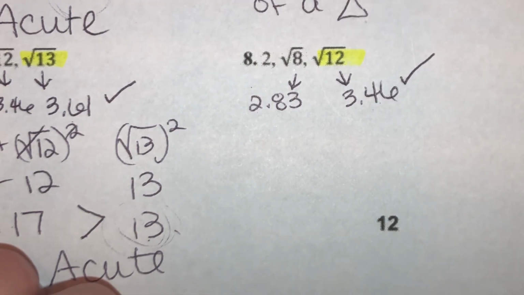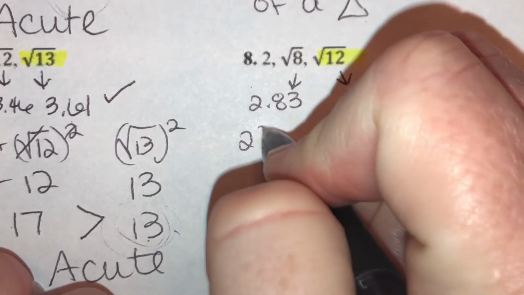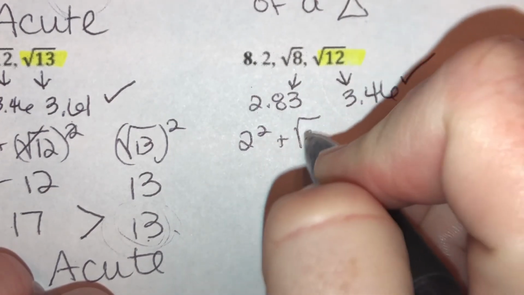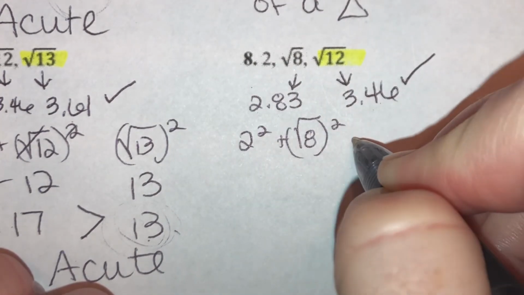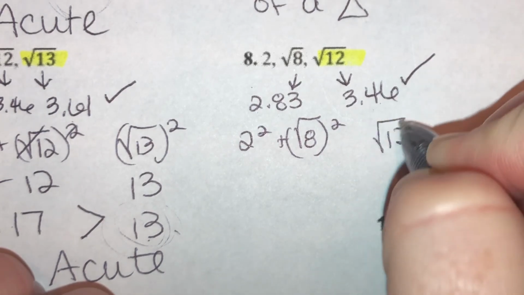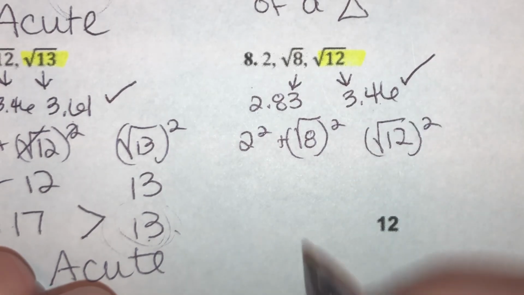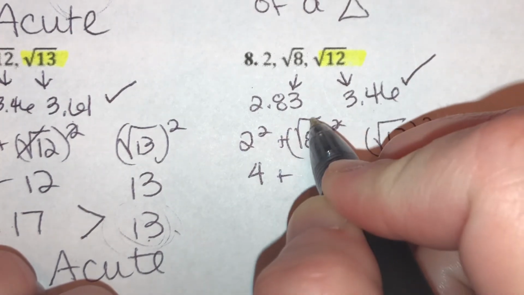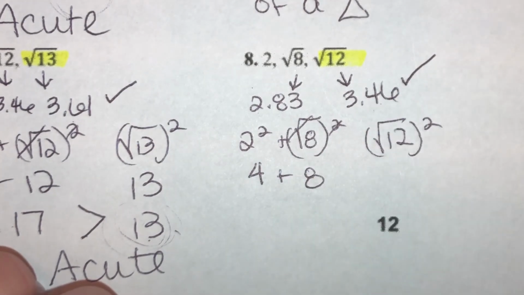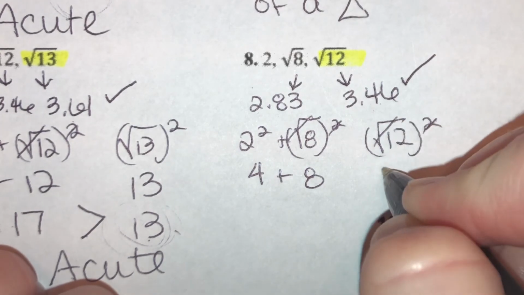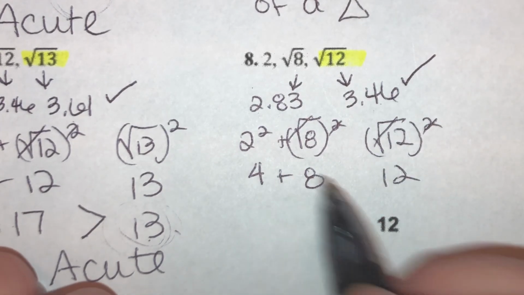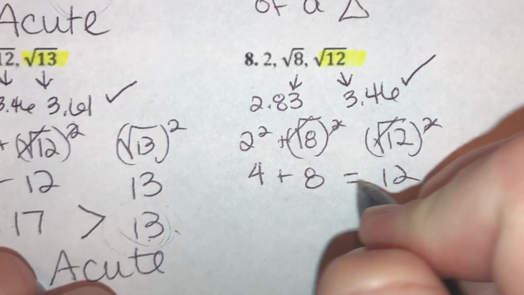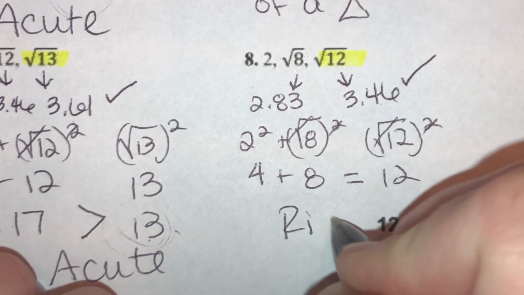What kind of triangle? Let's square everything. 2 squared plus square root of 8 squared, and then square root of 12 squared. So that's 4 plus the square root of 8 squared. These two cancel each other out. It's just 8. Here, these cancel each other out, and that's just 12. 4 plus 8 equals 12. So these are equal, and this is a right triangle.